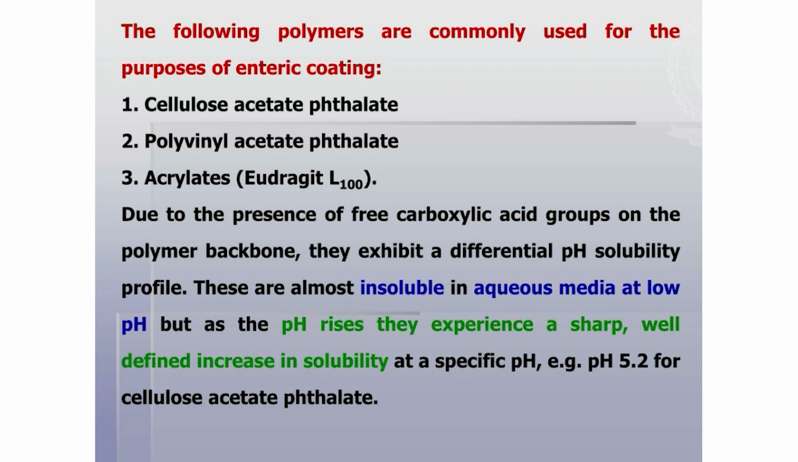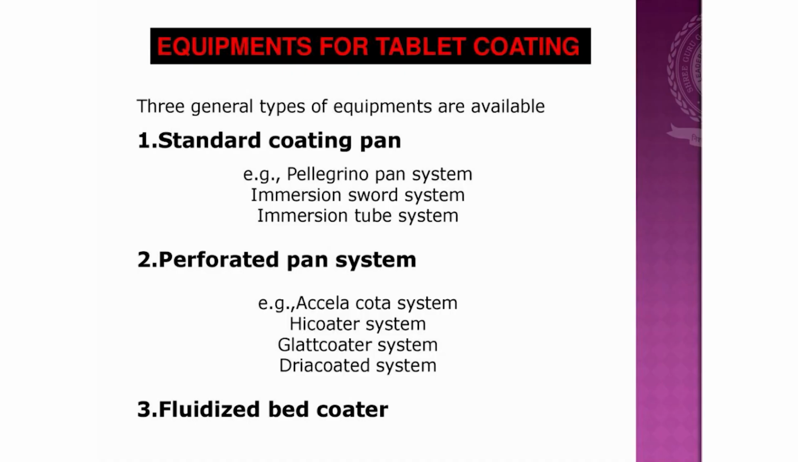Coating process. The basic principle of tablet coating is simple. Tablet coating is an application of coating composition to a moving bed of tablets with concurrent use of heated air to facilitate evaporation of solvent. Different types of coatings are available, so we'll talk about the different coating processes involved in tableting.